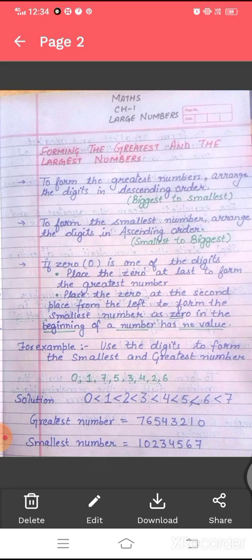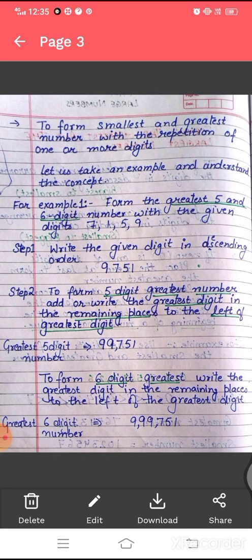So how will you make the smallest number? Firstly, you will see the smallest digit that is larger than 0. After 0, the next larger digit is 1. You have to write 1 first, then on the second place you will write 0, then 2, 3, 4, 5, 6, 7. Means you write your number in ascending order and place your 0 at the second place from the left-hand side.